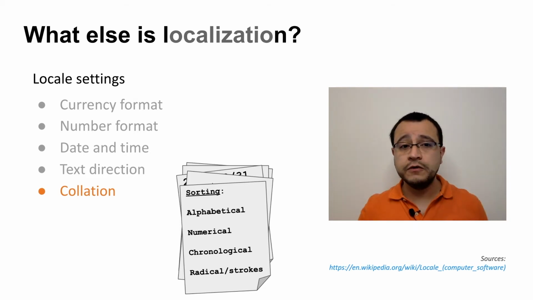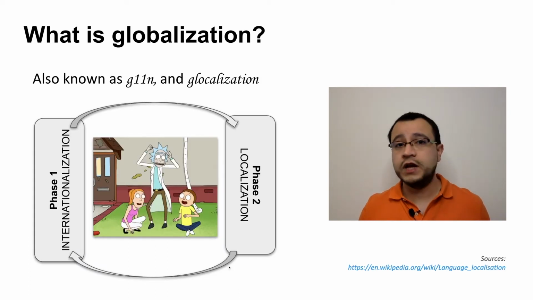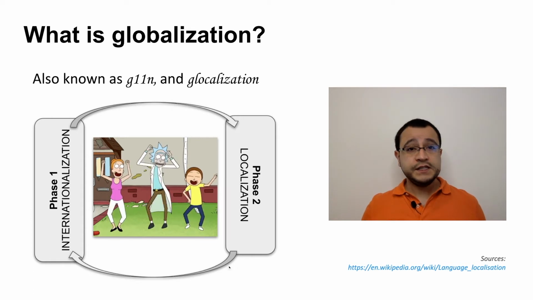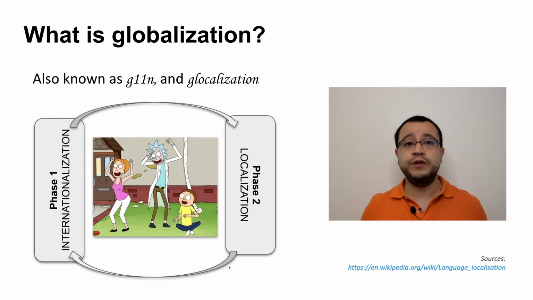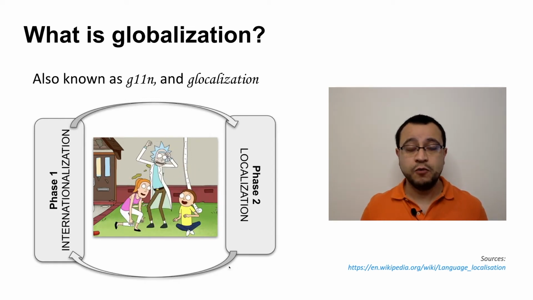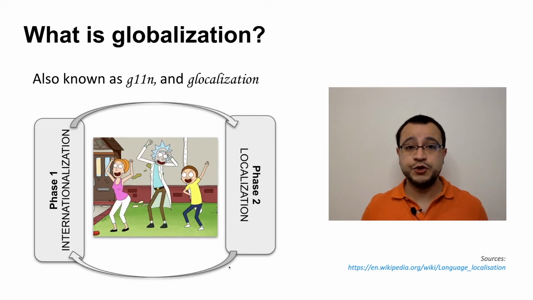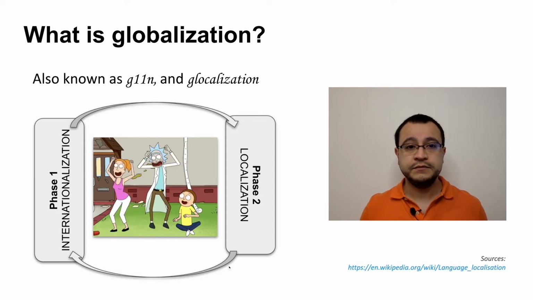When we take all of this plus translation, which is the process of turning words or text from one language, the source language, to another, the target language, we get globalization, also known as G11N or localization. This is an iterative process. As we have seen, it begins with internationalization, where we do product design, product development, product testing, and quality assurance. When moving to localization, we might find issues, so we iterate and go back and forth.